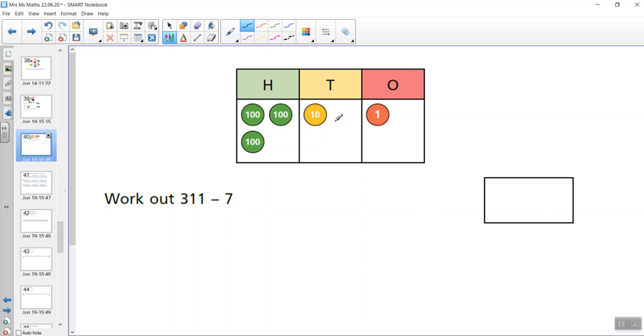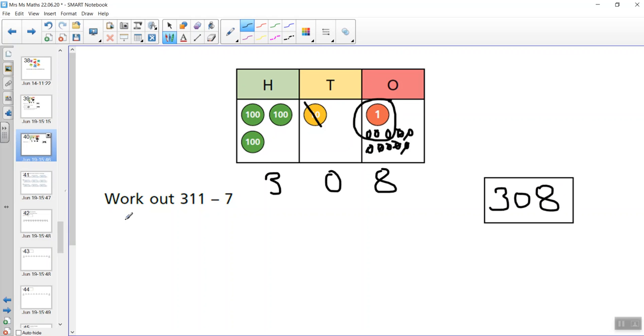Okay. So I need to exchange this 10 for some 1s because I've not got enough 1s here. Let's draw them in. 1, 2, 3, 4, 5, 6, 7, 8, 9, 10. And now I need to take 7 away. 1, 2, 3, 4, 5, 6, 7. And that leaves me with 8. So my number is 308. So 311 take away 7 is 308.